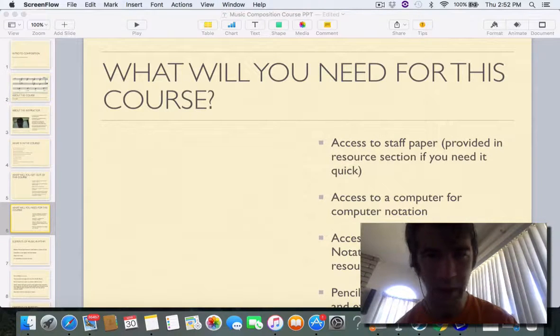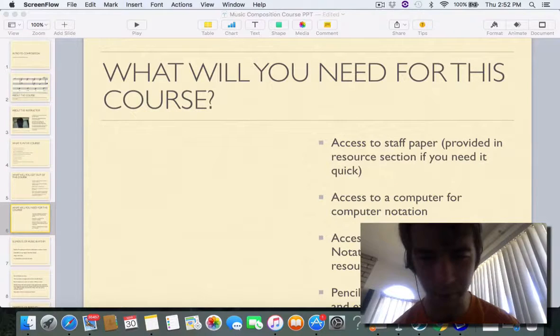I wanted to do a really quick explanation of what you will need for the course, and then we'll go into what's called rhythm, the first section. What you will need for this course is access to staff paper. If you don't have access to staff paper, it's provided in the resource section if you need it. Access to a computer for computer notation. We will be putting our penciled scores in Finale or MuseScore. MuseScore is also available, and the link is in the resources section.